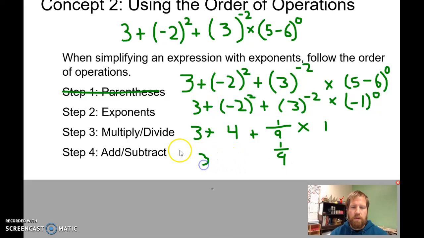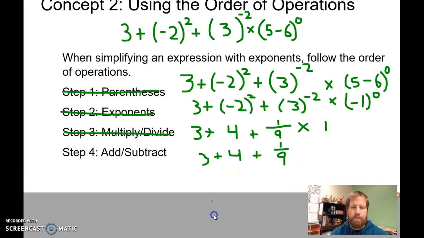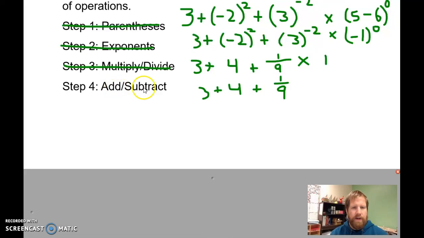And now, I forgot to cross off my exponents because I finished my exponents. And now I finished all my multiplication. So now I'm at 3 plus 4 plus 1/9. Now I do my adding and subtracting. 3 plus 4 is 7, plus 1/9 is 7 and 1/9.